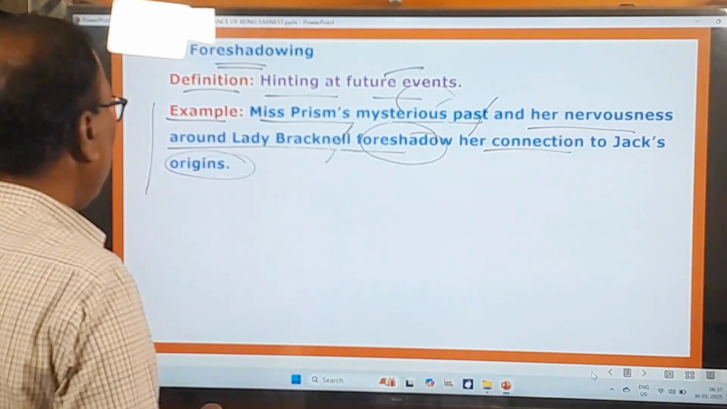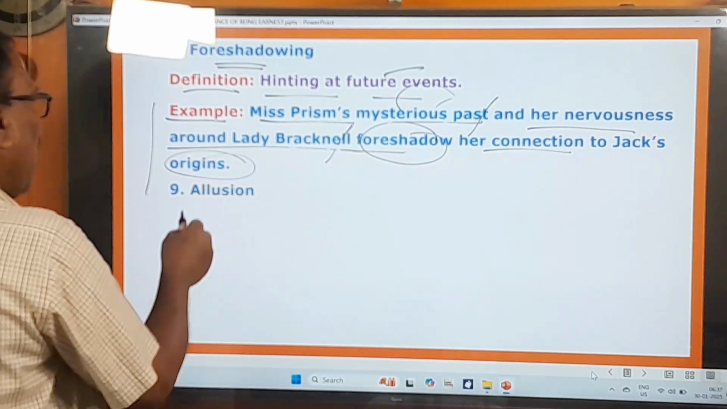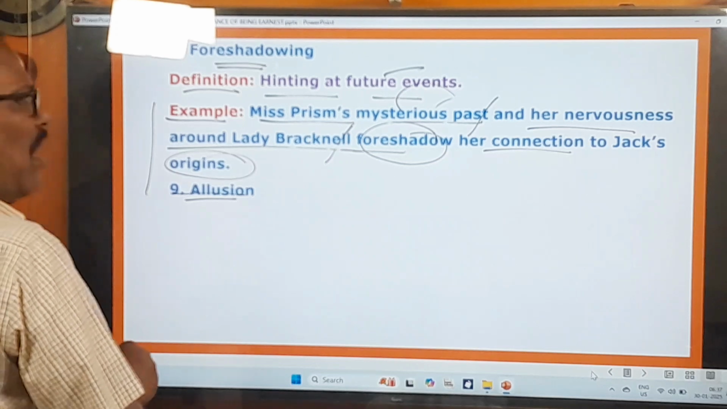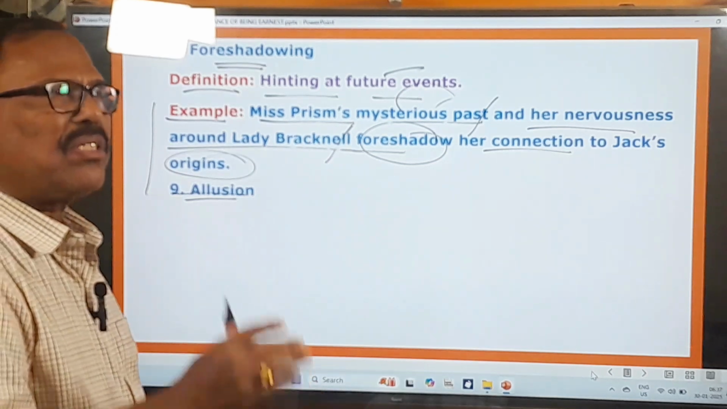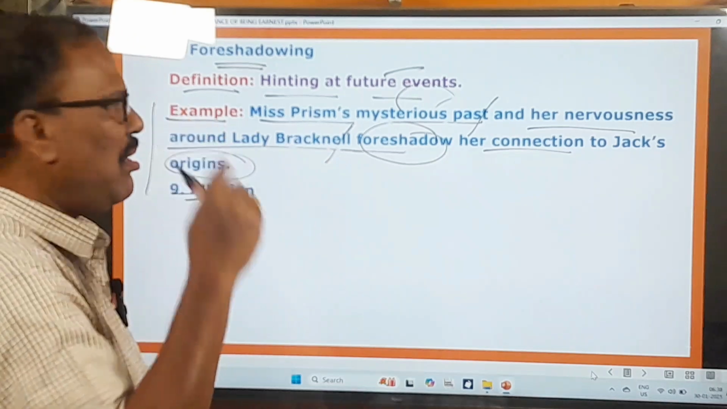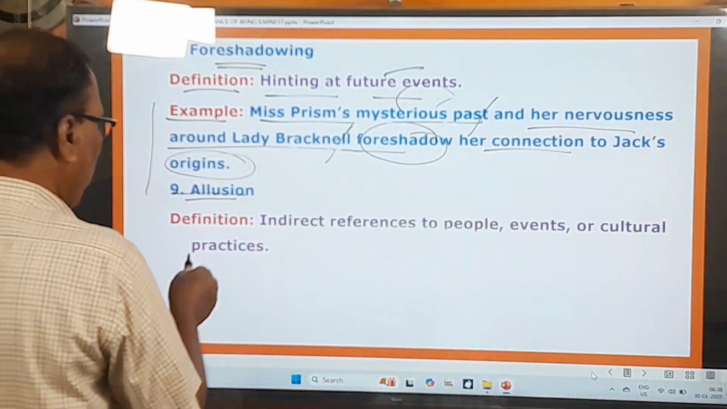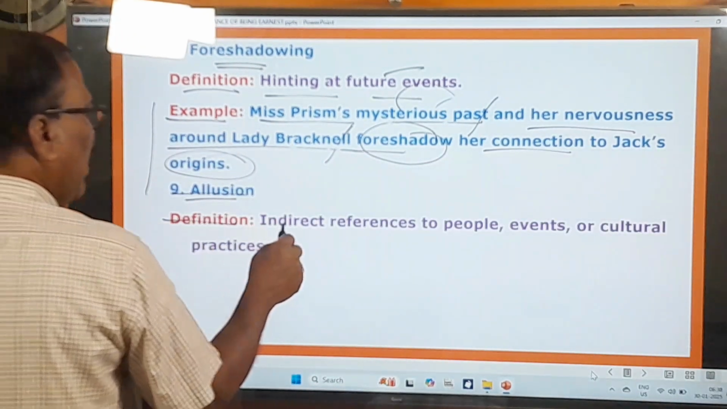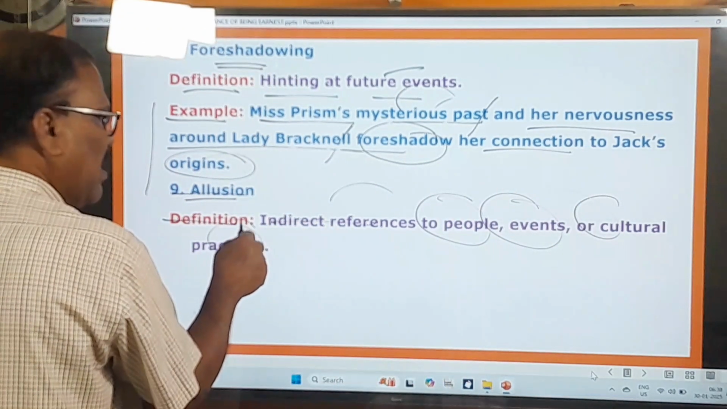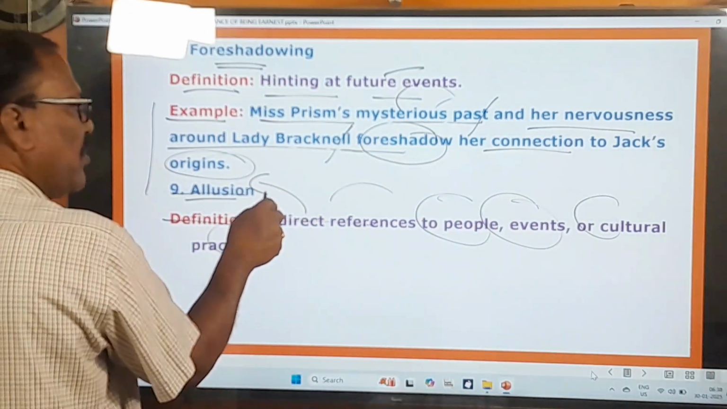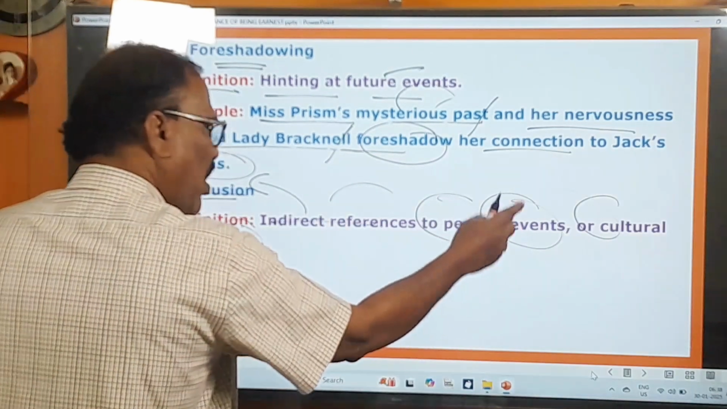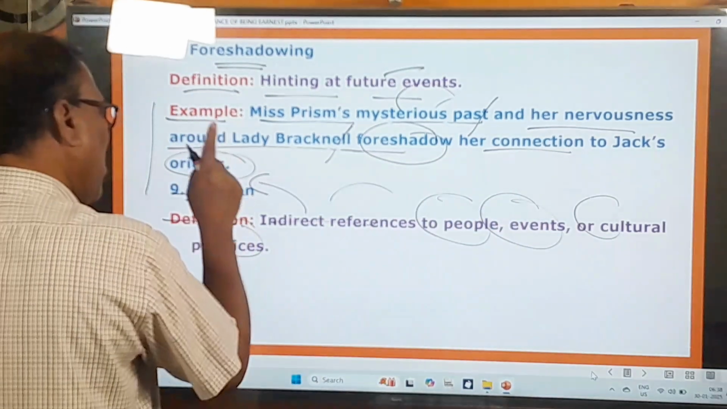Okay, and here the ninth one, the last but one, is allusion. Allusion means giving reference to some person or some incident or some book or something. So that is called allusion. The definition is given here: indirect reference to people, events and cultural practices. Giving references to people, events or cultural practices, that is called allusion.